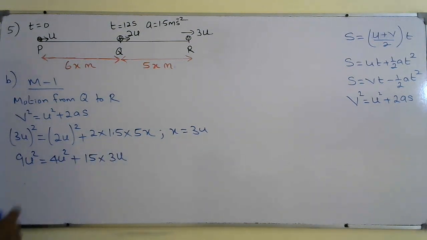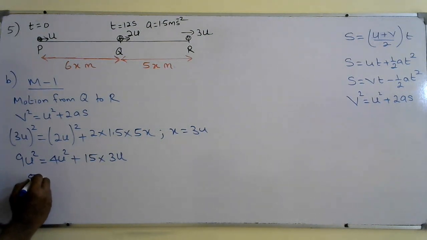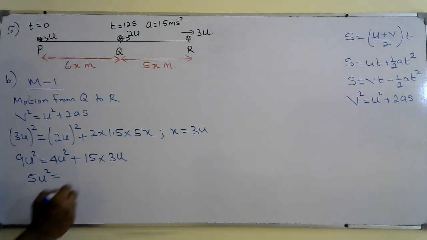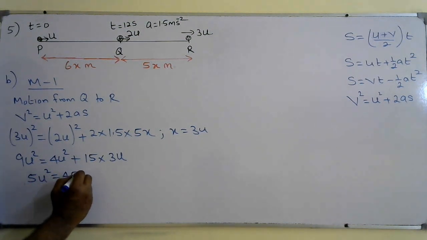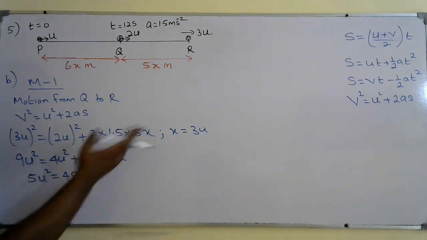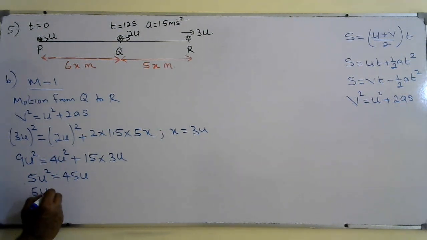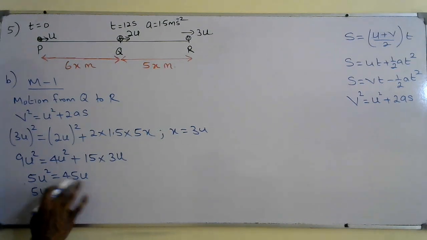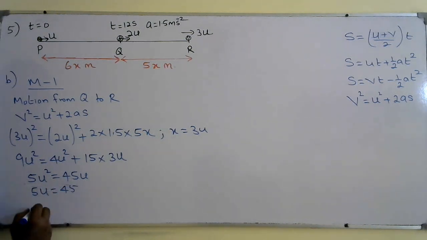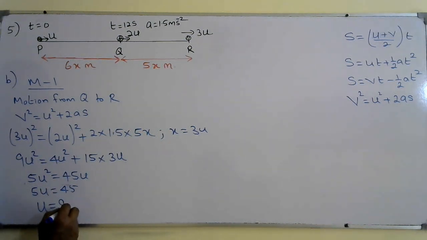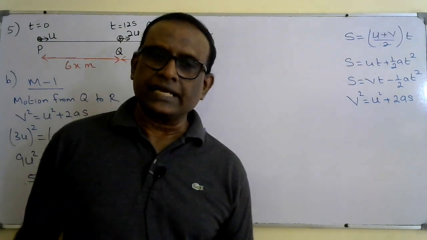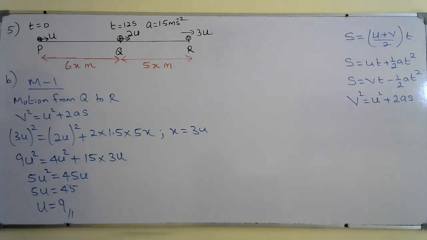Okay, solve this one further. So you'll get 9u squared minus 4u squared, which is 5u squared, equal to 45u. Divide both sides by u because u is not equal to 0. So 5u equals 45, so u equals 9 meters per second. They are giving u in meters per second, which means u is 9. Okay, that's method 1.